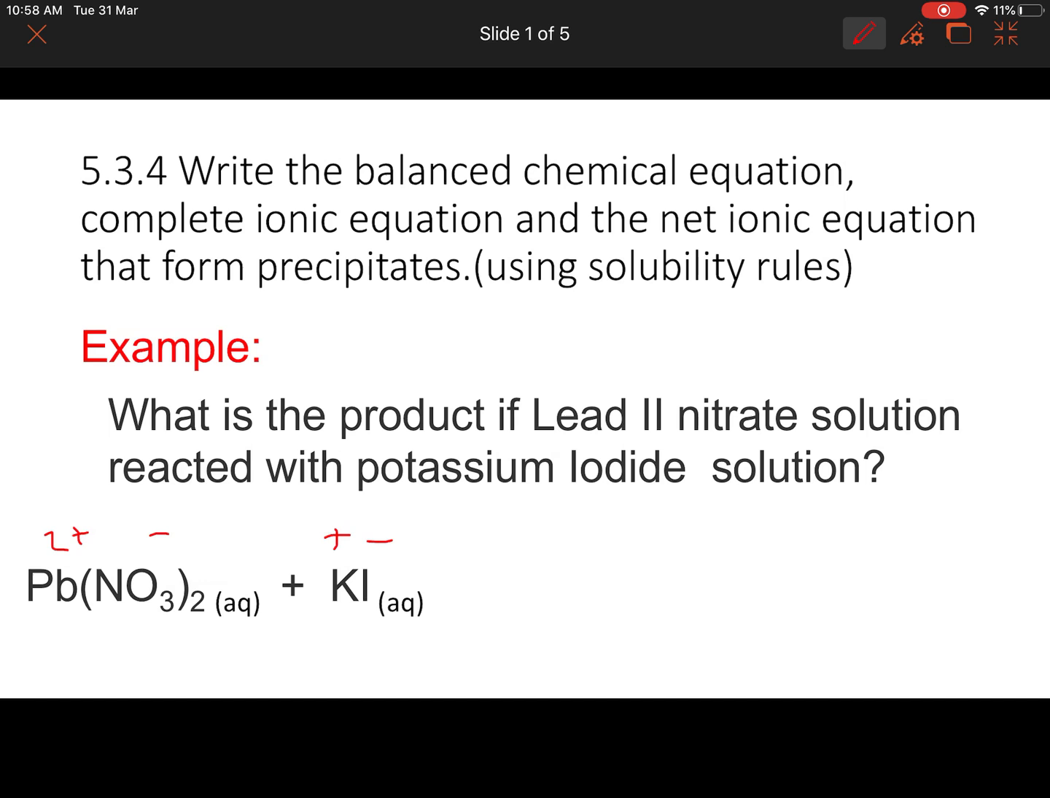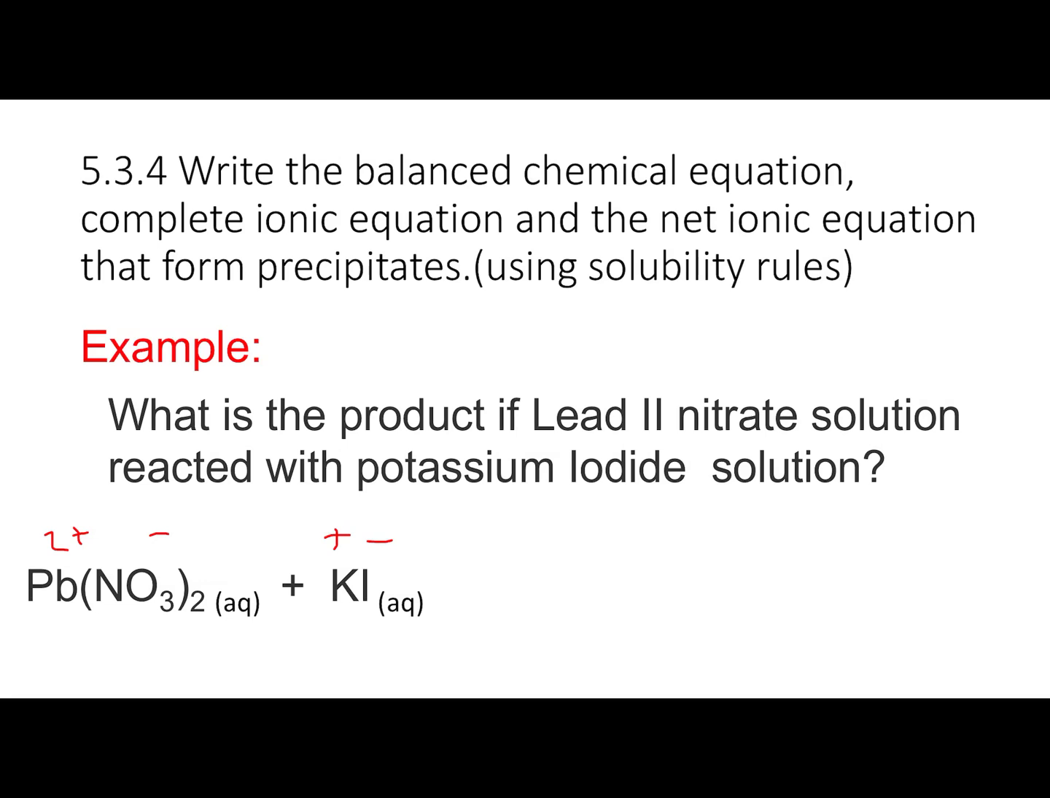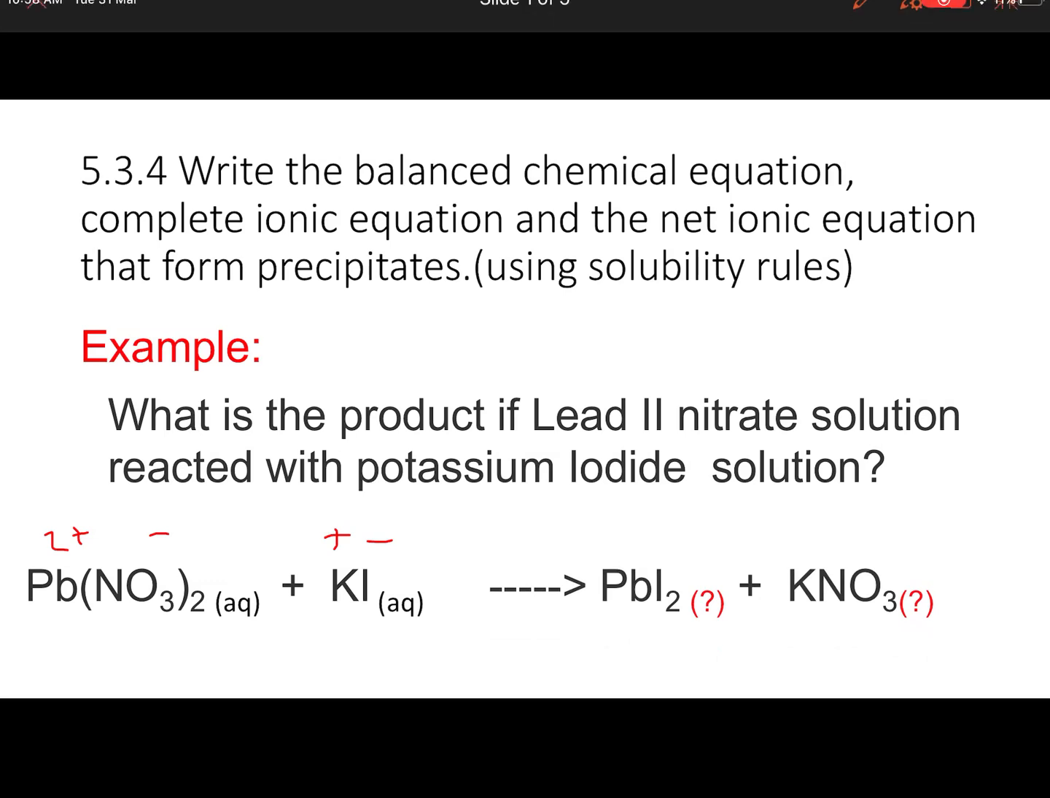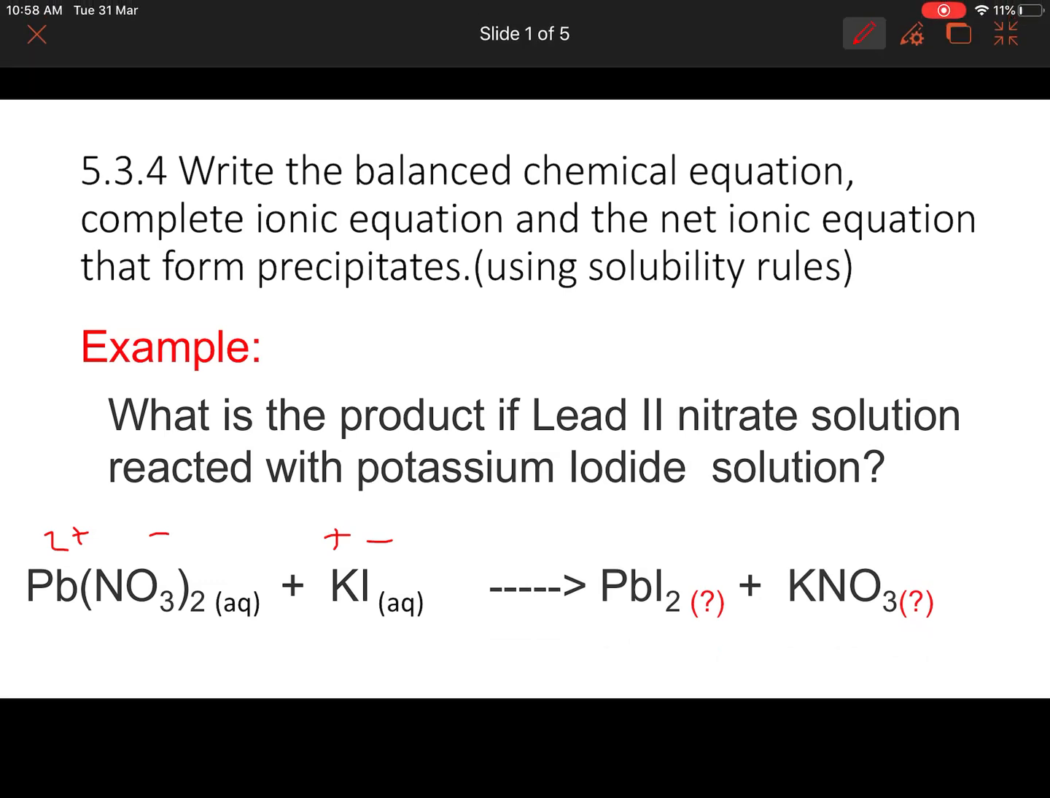Now since we have two ionic compounds, what type of chemical reaction do we have here? We have a double replacement chemical reaction. So the two cations here will replace each other, K and Pb, to have this formula. And as you notice, Pb is 2 plus and I is 1 minus. So this will be the formula.